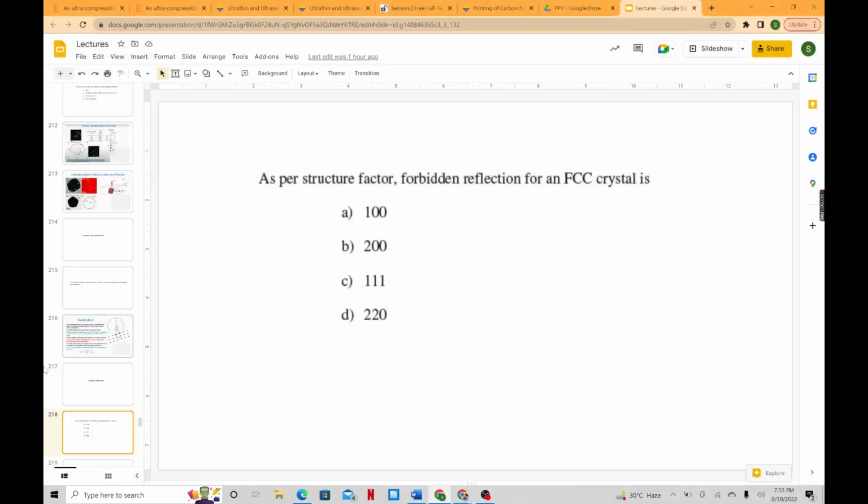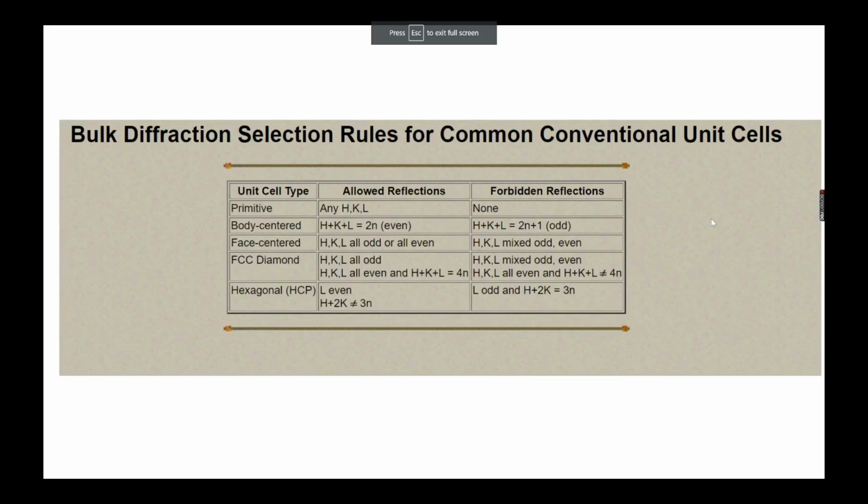Okay, fine. So I will show you some which I got. When you just do a Google search, there will be the different unit cell types. There will be the allowed reflection and the forbidden reflection. So for the FCC, it should be HKL mixed odd even.